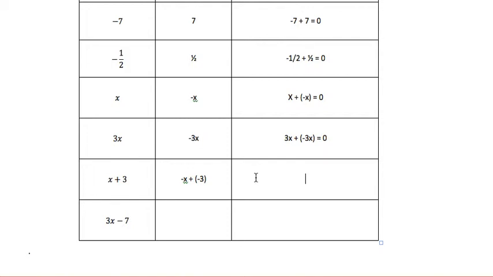Now to prove that they are opposites, we're going to do x plus 3 plus negative x plus negative 3. And the x and the negative x cancel each other and make 0. And the 3 and the negative 3 cancel each other and make 0. And 0 plus 0 is 0.